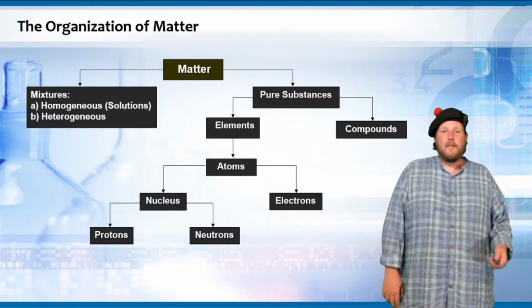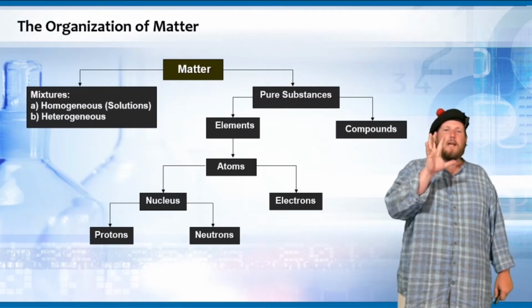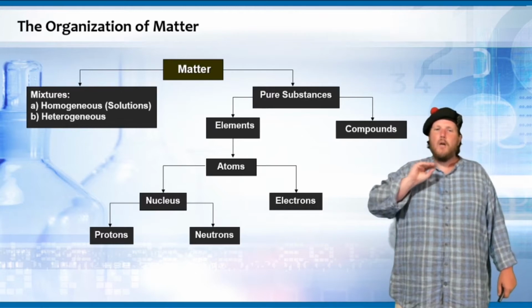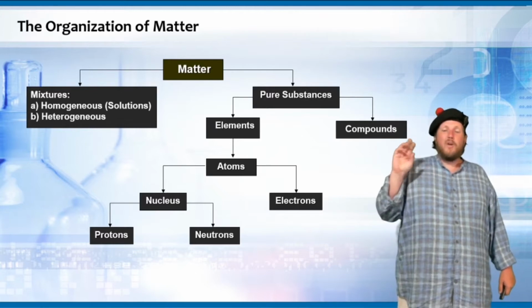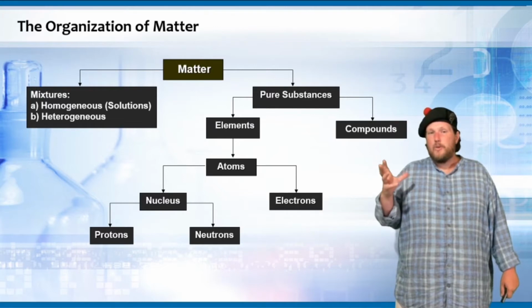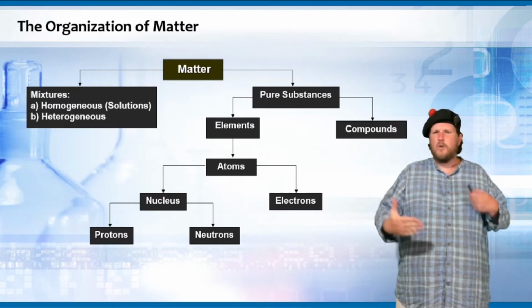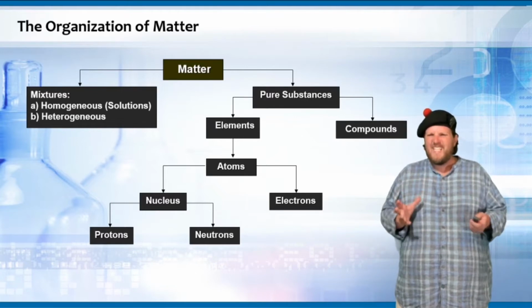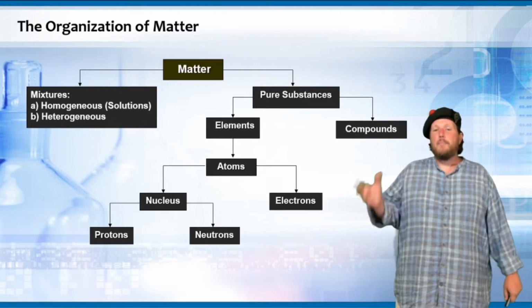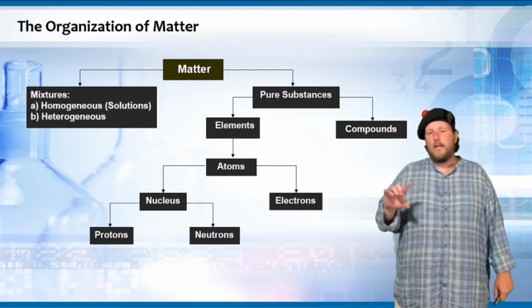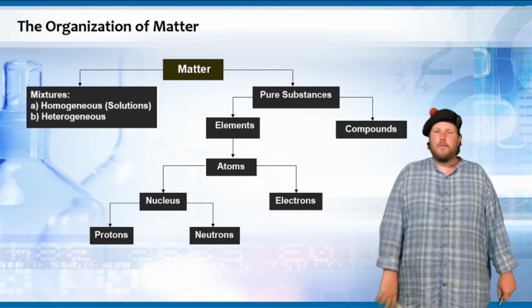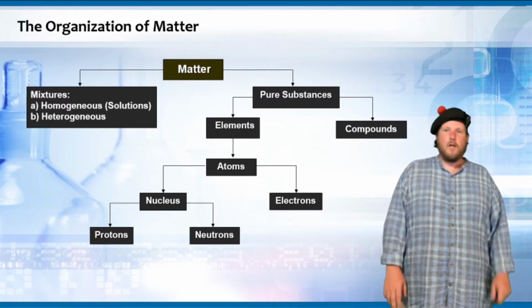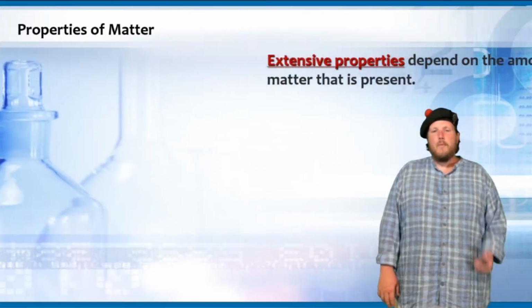So when we look at the organization of matter, matter can be organized into mixtures or pure substances. The mixtures are either homogeneous or heterogeneous. We're going to talk about those when we talk about solutions, but homogeneous meaning a pure mixture where you really can't tell the difference between them, and heterogeneous, you could see the differences between those things. Pure substances are broken down further into elements and compounds, and from there, elements are broken into atoms, nucleus, electrons, protons, neutrons.